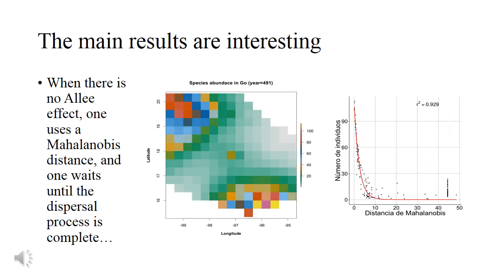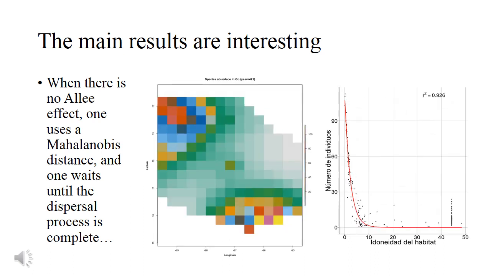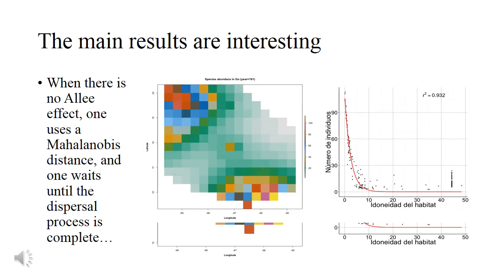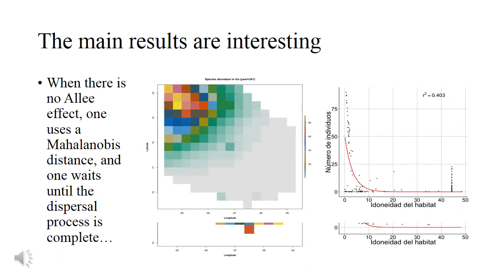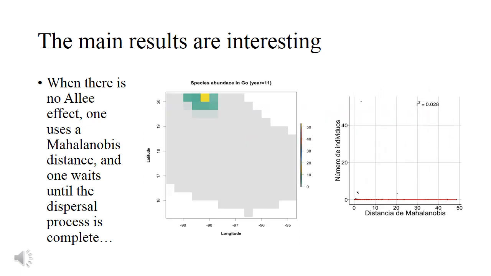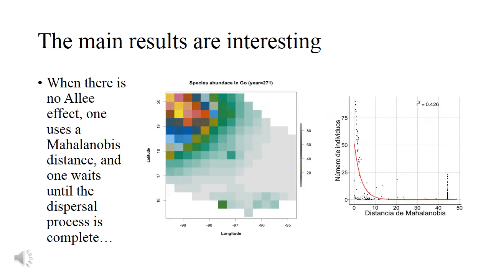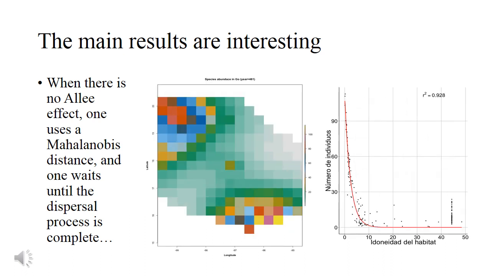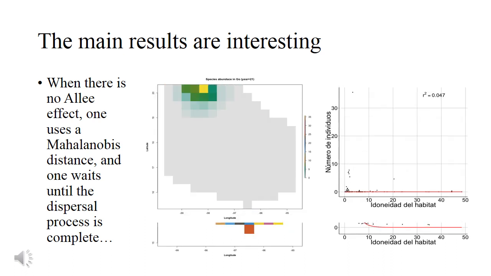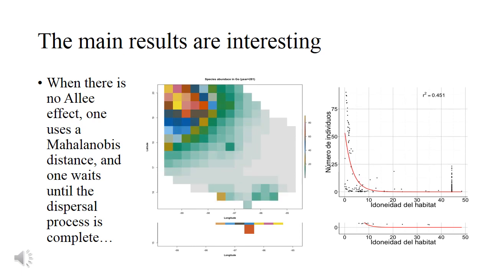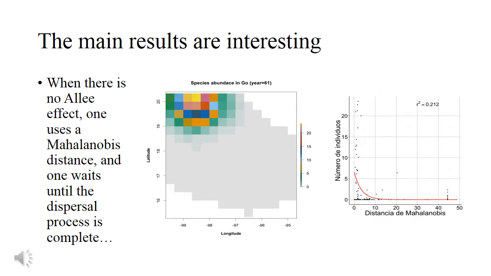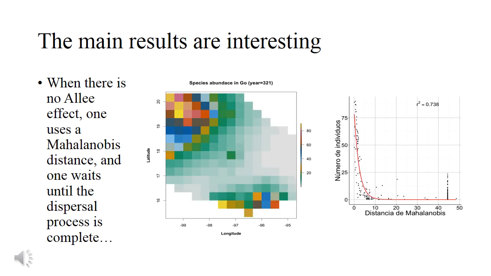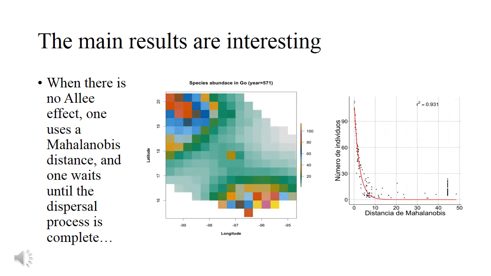And you can see that you have to start somewhere, and the population starts growing and growing and growing, and that in the end, when you get a steady state, when things are not changing anymore, the correlation between distance to the centroid and number of individuals in every one of the cells of the grid is very good, is negative and very, very good. But this is assuming that there is no Allee effect. So watch the simulation.